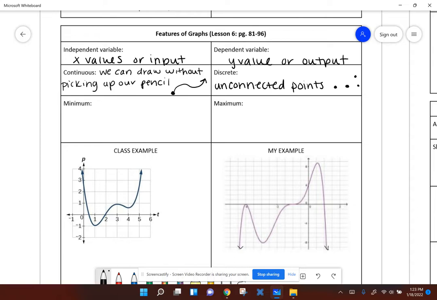All right. Next, we're going to talk about minimum and maximum. And if you recall, there's two different kinds. There is a relative and an absolute. To be a relative minimum, you're going to be the low compared to the points around you. So this can be multiple.